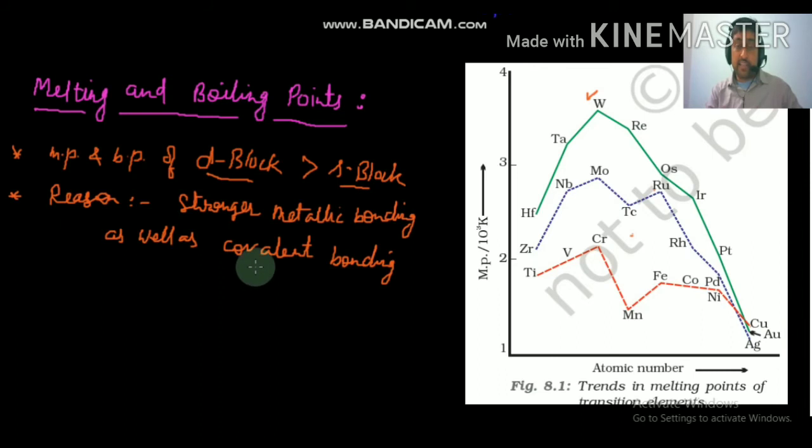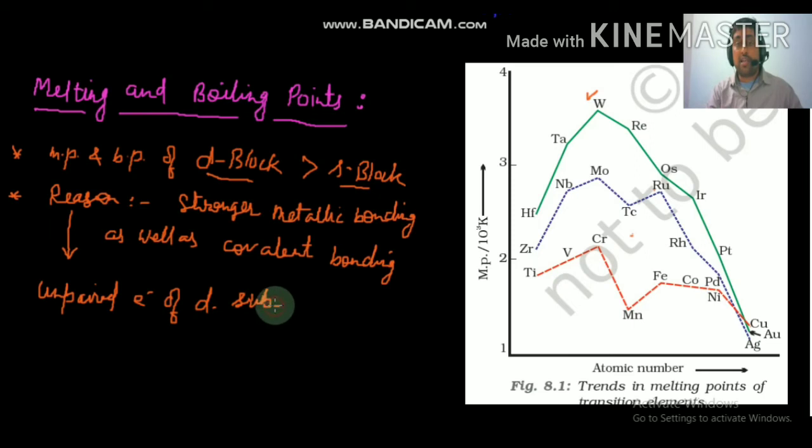The reason for the strong metallic and covalent bonding is the unpaired electrons of the d subshell. The more the unpaired electrons, the stronger the metallic bonding and the higher the melting and boiling point. So this is the first point of melting and boiling point here.